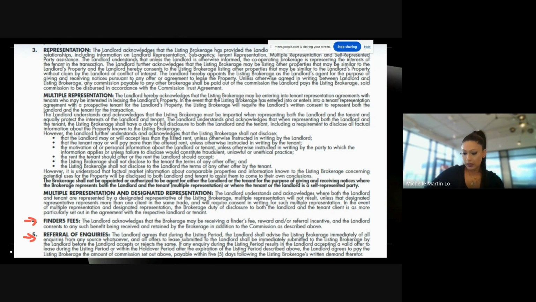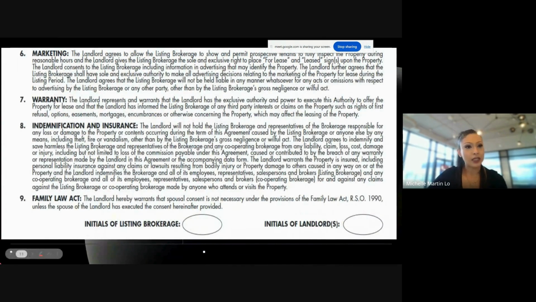Okay. All right. Marketing. Number 6, marketing is pretty much letting yourself know that your client is giving you full authority to have the property for lease or for sale, and you're able to advertise it in any platforms of your social medias and whatnot. They understand that it's going to be on there. Okay. Any questions so far?